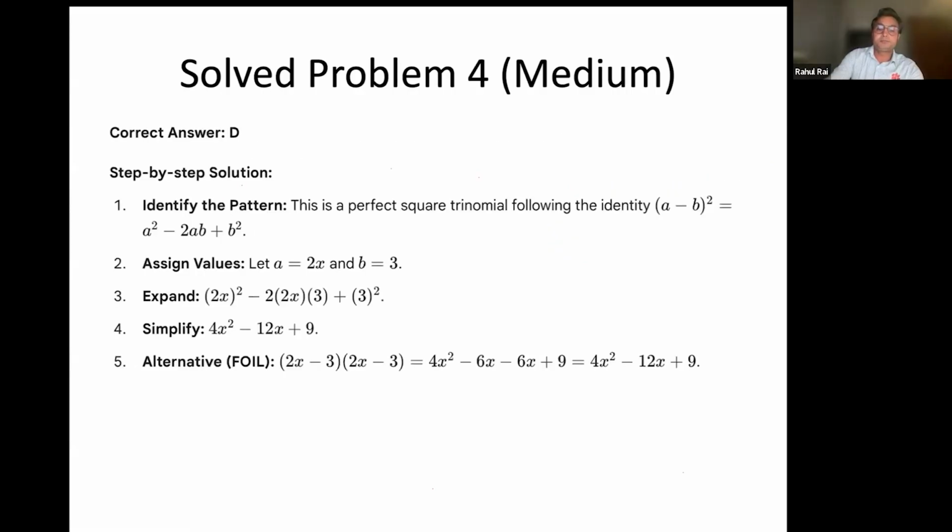As I said, (A minus B) square is equal to A square minus 2AB plus B square. Assigning A equal to 2x and B equal to 3, this becomes (2x) square minus 2 times 2x times 3 plus 3 square. Simplifying that gives 4x square minus 12x plus 9. You can also do the individual product and get this answer, but remembering the identity (A minus B) whole square equals A square minus 2AB plus B square will help you solve this problem more quickly than a complete expansion.